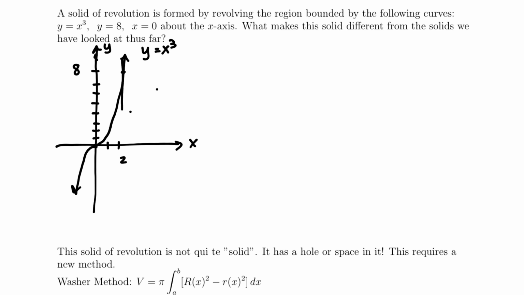And x equals 2. Nope. Y equals 8. Undo. Y equals 8 does this. It's a horizontal line. X equals 0. So we're looking at this shape rotated about the x-axis.